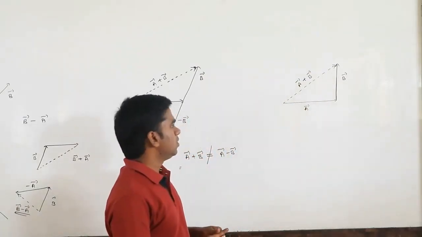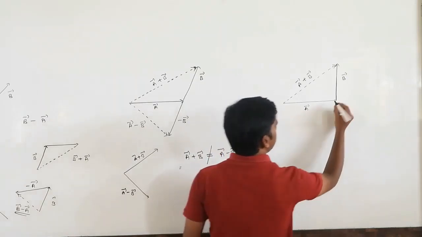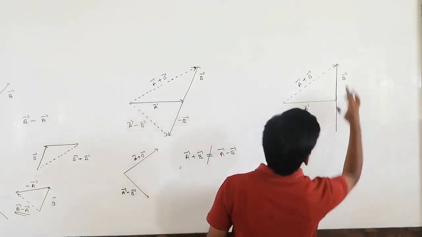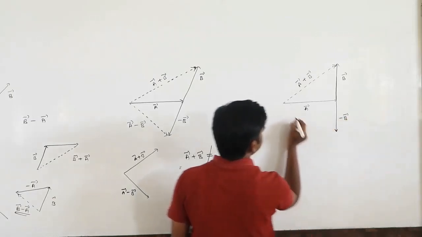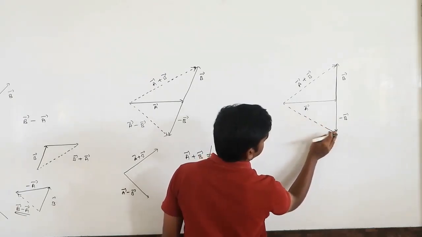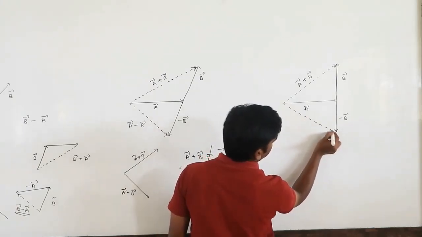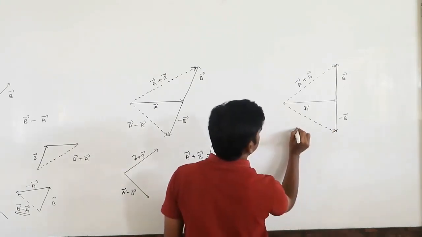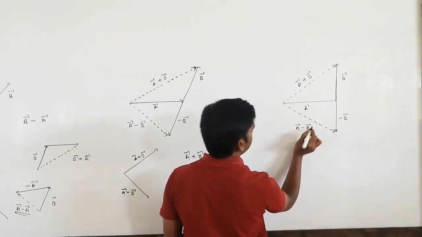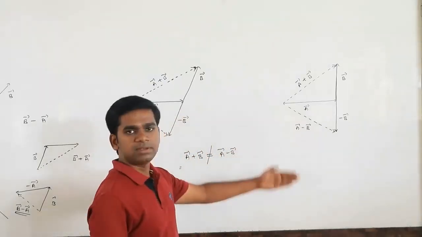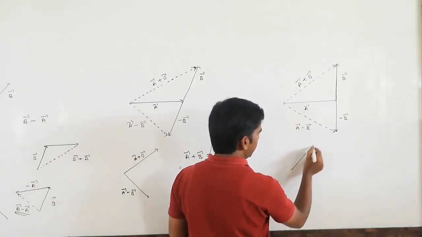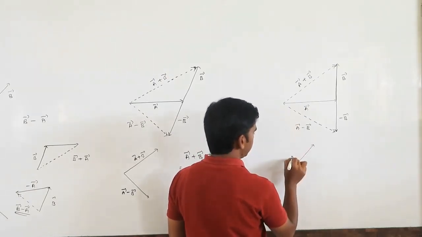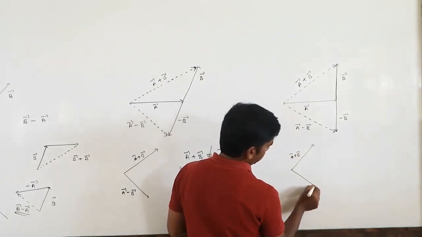So what is a minus b? A minus b will be in this direction, with the same length. So this is minus b, and the resultant will be here. This is the resultant, vector a minus vector b. If you look here, one resultant is going here: this is a plus b, and here is a minus b.